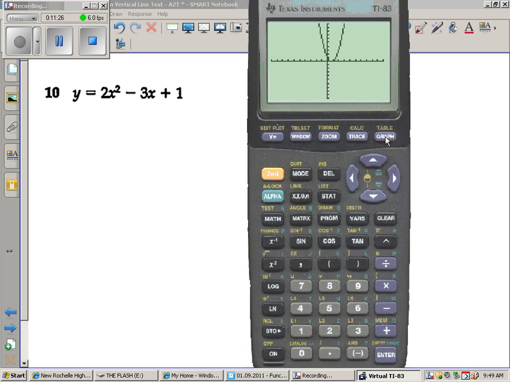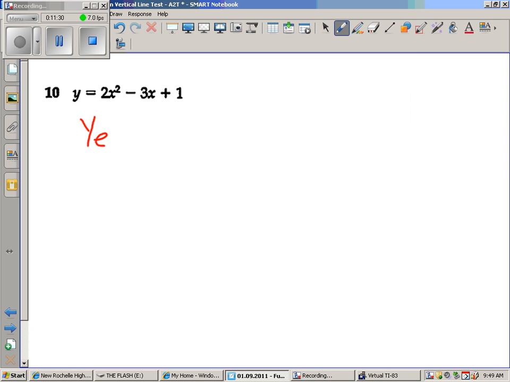But when they look like this, it's always a function. It's U-shaped. Yes, this is a function. It passes the vertical line test. Yeah, good job, Carly.